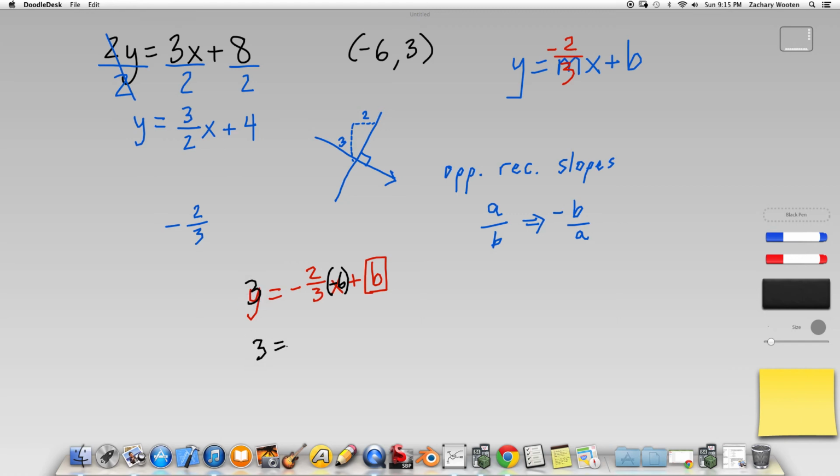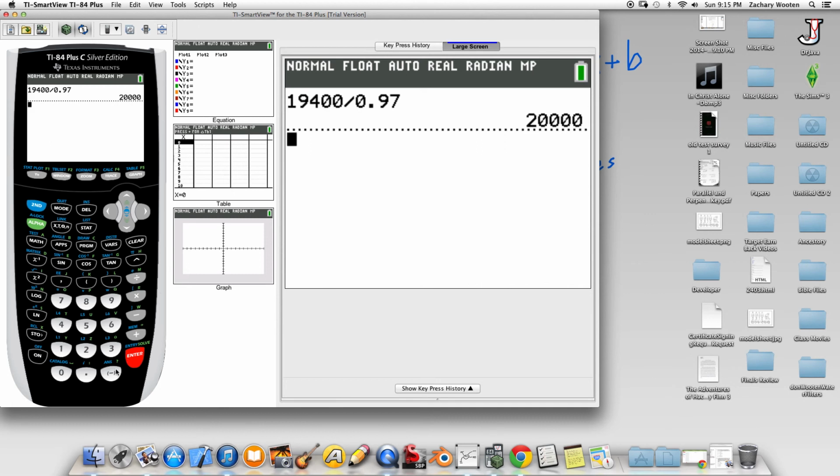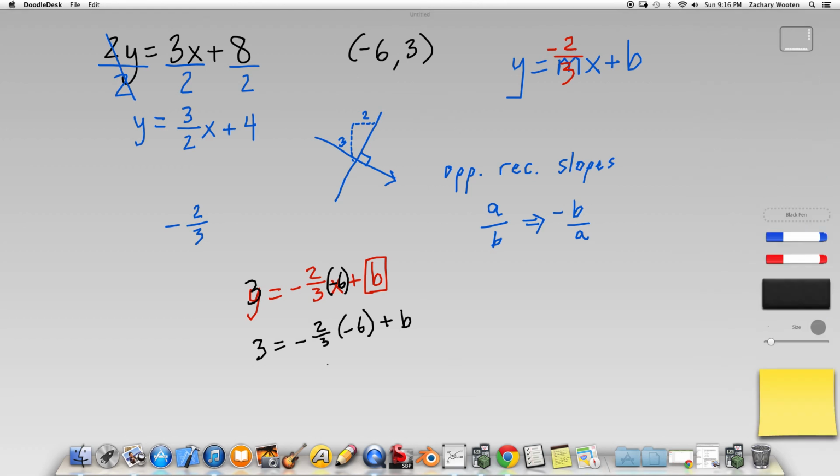So that means if I replace this x with negative 6 and this y with 3, then this equation looks like 3 equals negative 2/3 times negative 6 plus this b value that I don't know. Well, now b is the only variable. It's the only letter I don't know. I can just solve this equation for b. So let's simplify this. If I do negative 2/3 times negative 6, we'll type that in the calculator. Get a value of positive 4. So we have 4 plus b is equal to 3.